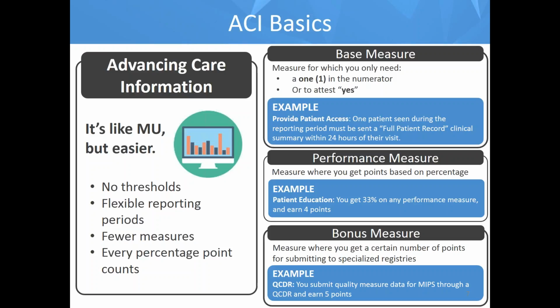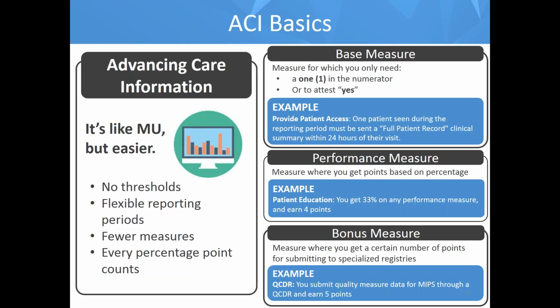Measures have different classifications. First we'll have what's referred to as a base measure. A base measure is a measure for which you only need one in the numerator. When we say that, we mean you only need to submit an activity for one patient, one event, or you need to attest yes. An example of that would be that patients seen during the reporting period must be sent a full patient record, a clinical summary. We've been sending those throughout, if you're familiar with meaningful use.